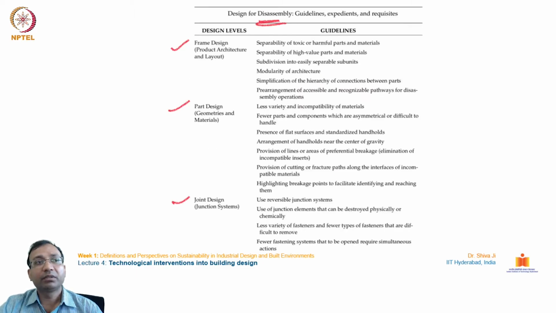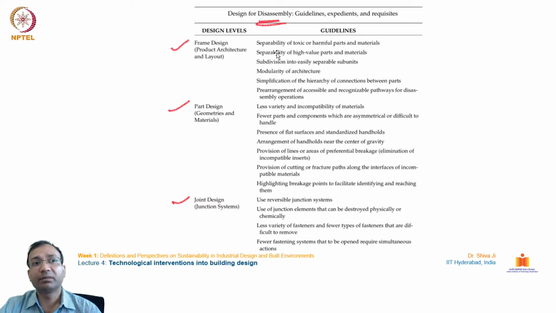So there are some guidelines, approaches and strategies which talk about design for disassembly. What is disassembly? Dismantling, which we discussed in the previous lecture. We will discuss it here in detail. At the different design levels, for example frame design, part design or joint design, we can go for separate guidelines or strategies which suit the need at that particular time.